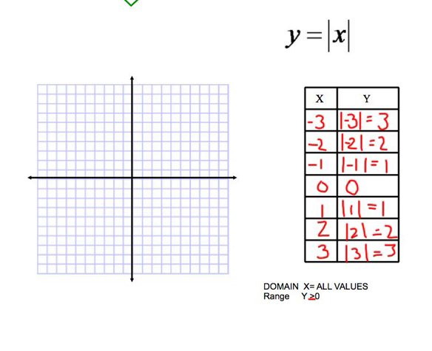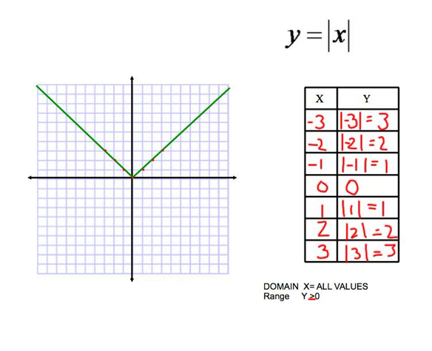So let me plot these points. When x equals negative 3, y is positive 3. When x is equal to negative 2, y is 2. Negative 1, 1, 0, 0, 1, 1, 2, 2, and 3, 3. If I connect the dots, you will see that our absolute value function will look something like this. All right?